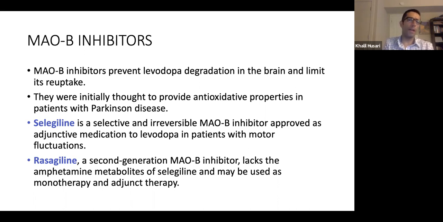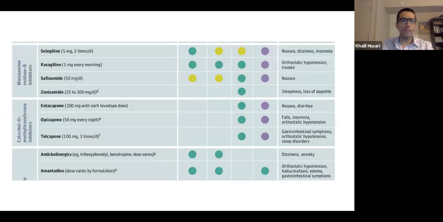We have two of them. We have selegiline and we have rasagiline as well. Both of them are usually adjunctive medication to levodopa, particularly with motor fluctuations. Selegiline is given 5 milligrams twice a day, and rasagiline is given 1 milligram every morning, once a day. And here is the COMT inhibitor, entacapone, 200 milligrams with each levodopa dose. That's usually it.